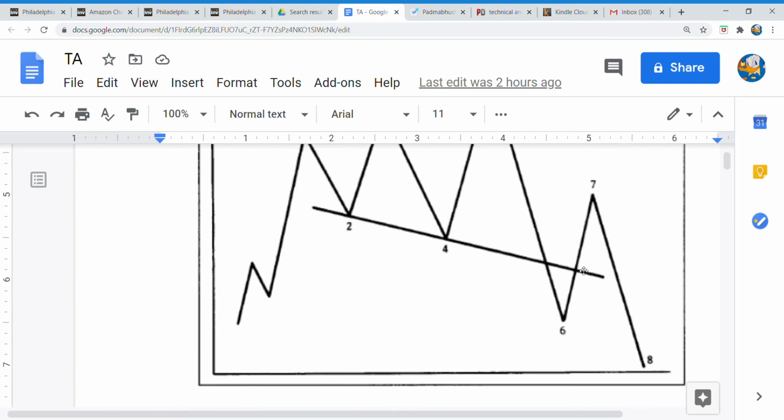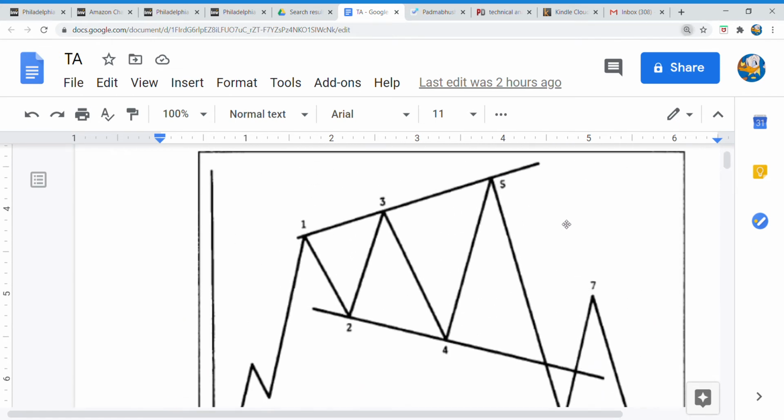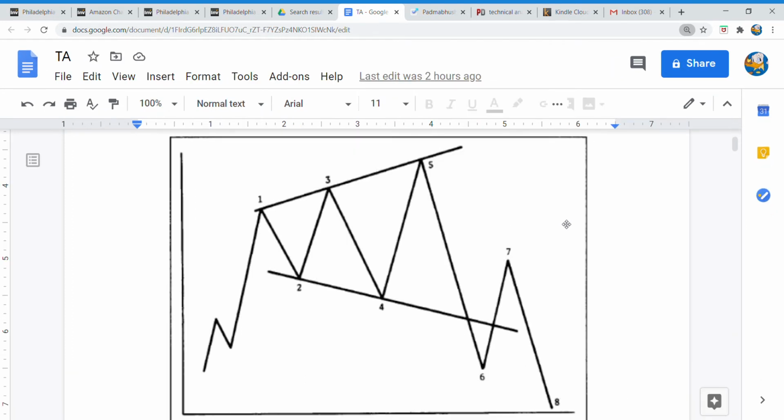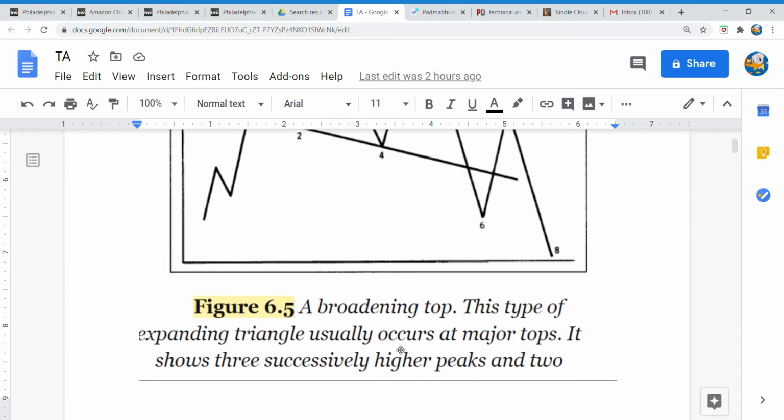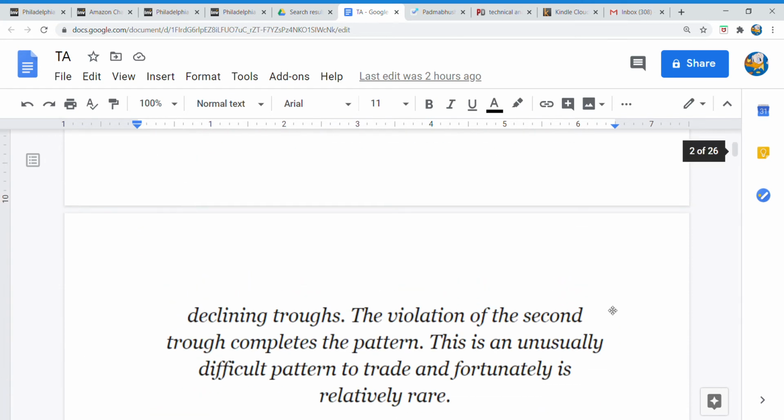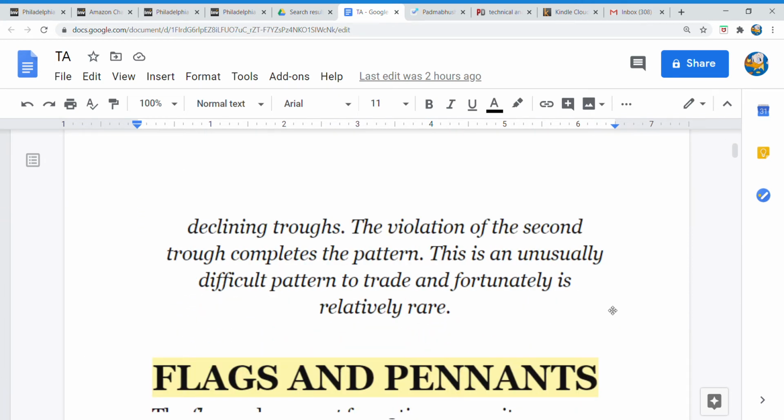So this is a broadening formation, a broadening top. This type of expanding triangle usually occurs at major tops. It shows 3 successive higher peaks and 2 declining troughs. The violation of the second trough completes the pattern.